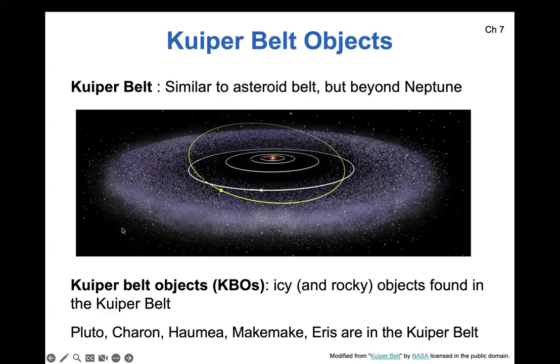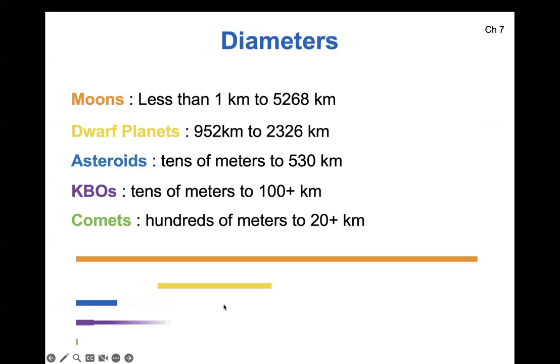So KBOs, Kuiper belt objects, are icy and rocky, which separates them from a comet, which is almost entirely icy. And they are objects found in the Kuiper belt. The examples, Pluto, Charon, Haumea, Makemake, Eris, are in the Kuiper belt. Charon, which I have not mentioned by name, is the moon of Pluto. It's Pluto's single moon, which interestingly is almost as big as Pluto itself. So it's almost like they orbit each other rather than Charon being Pluto's moon as we think about moons.